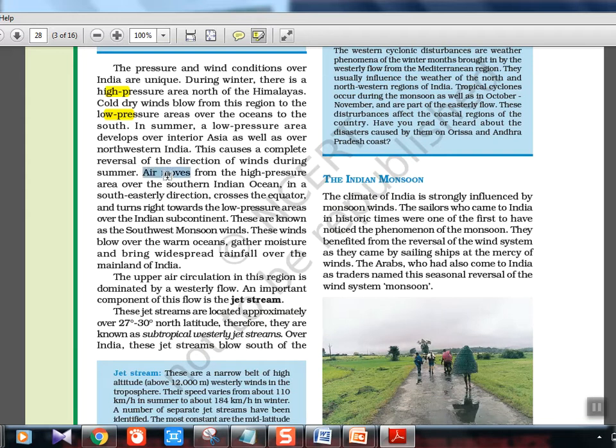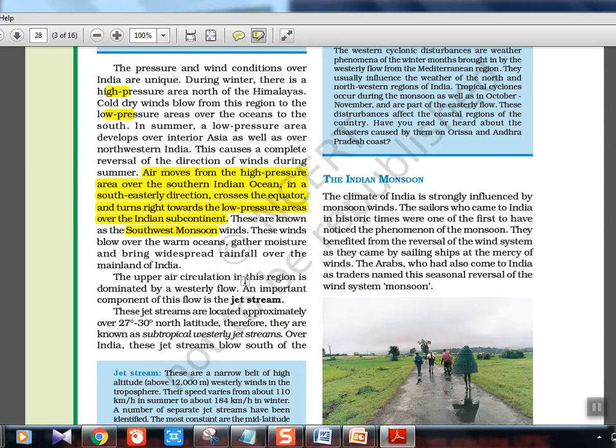Air moves from the high pressure area over the southern Indian Ocean in a southeasterly direction, crosses the equator and turns right towards the low pressure areas over the Indian subcontinent. I will show everything in pictures. Now we'll just go through the text. They are known as southwest monsoon winds. The winds blow over the warm oceans, gather moisture and bring widespread rainfall over the mainland of India.